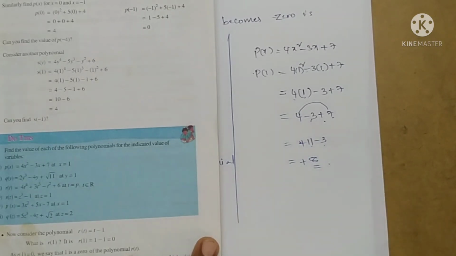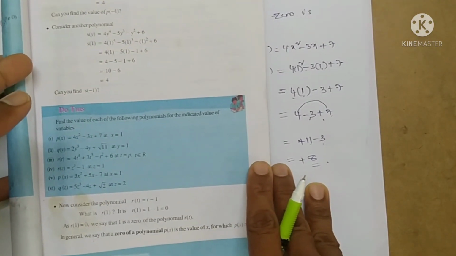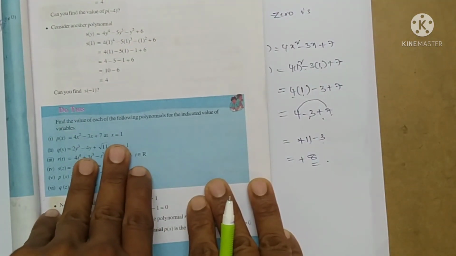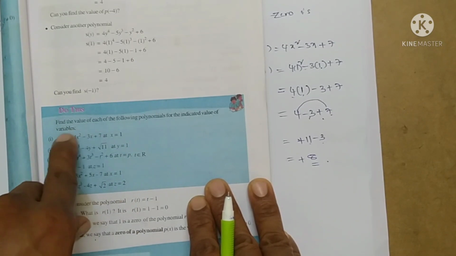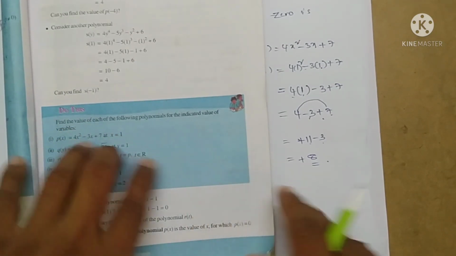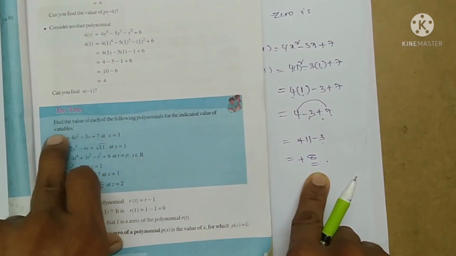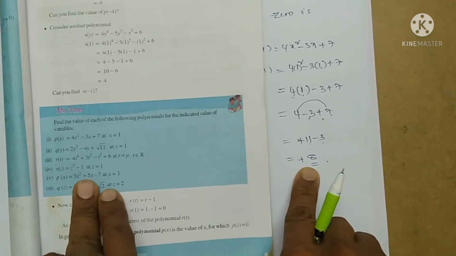So we can conclude that at x equals 1, the value of the polynomial is 8.